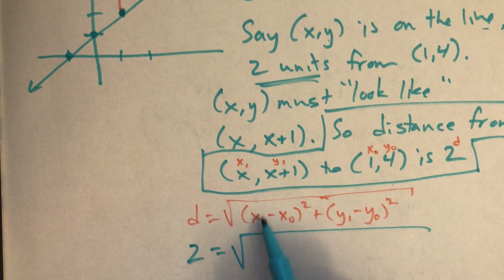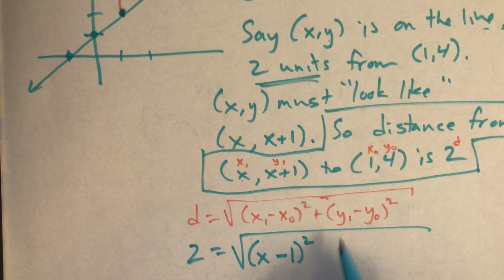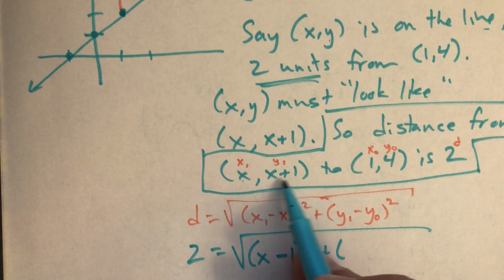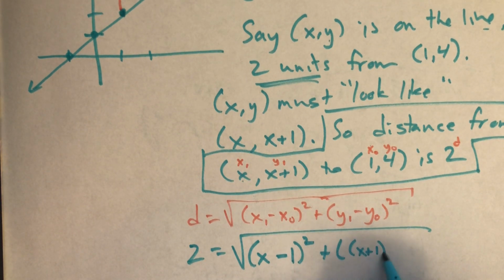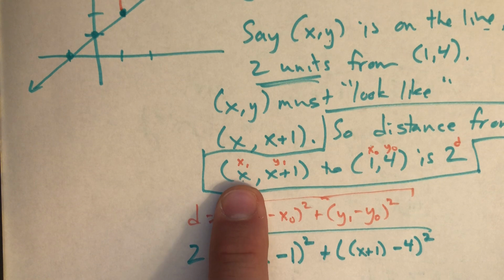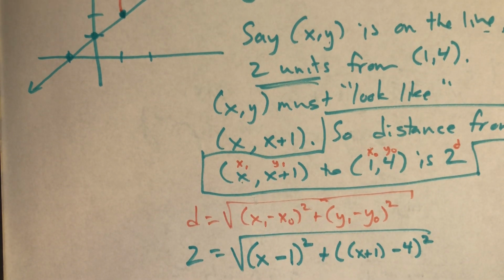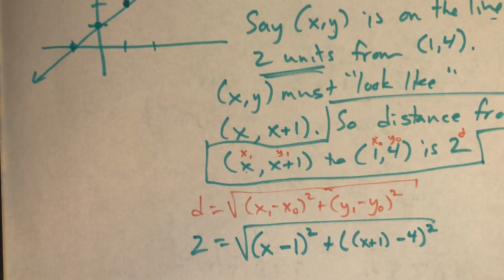So I got the square root of x sub 1, so that's x, minus x sub 0, that's 1, plus y sub 1, that's this one, minus y sub 0, so that's this one, so minus 4. All right, so now we have an equation that involves x, and I can solve for that x value. The solution to this is going to tell me what my ordered pair is, because I'm going to find this solution and just plug it into the nice equation to find the corresponding y value of the point on the line.